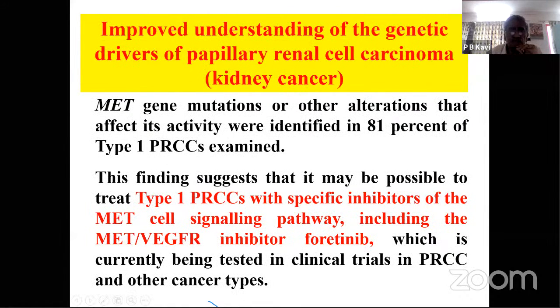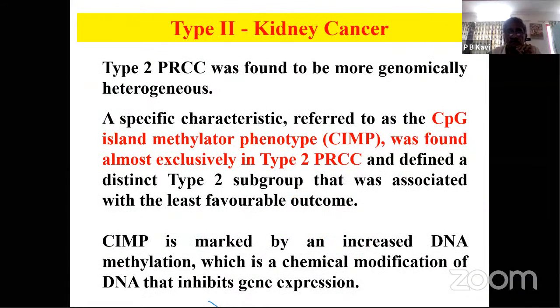So MET gene mutation or other alterations affect type 1 kidney cancer. We need to treat that with a specific drug, as I said. Inhibitors of this MET gene mutation are very, very important. For example, foretinib can inhibit this MET gene pathway, which is currently being tested and is also in clinical trials. Such discoveries are very, very important for us.